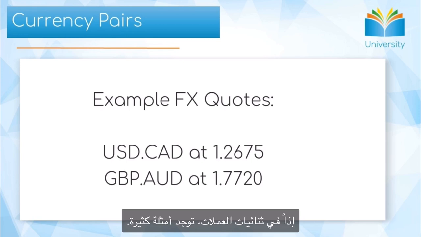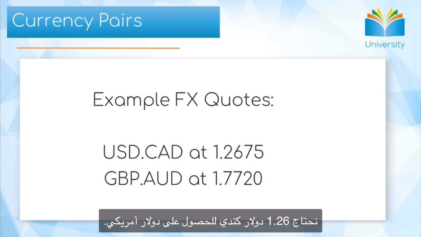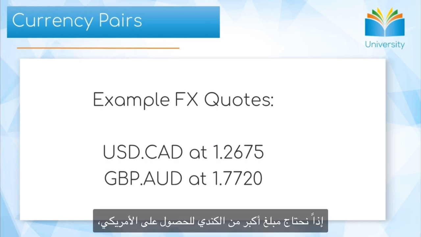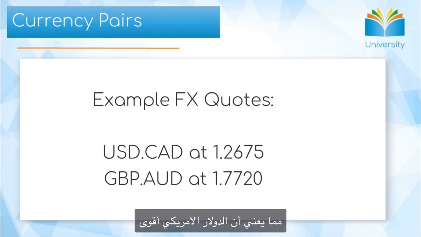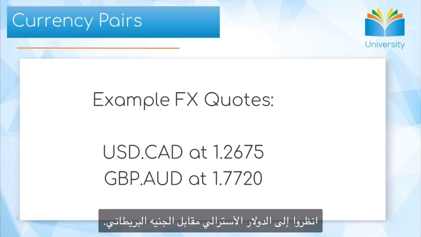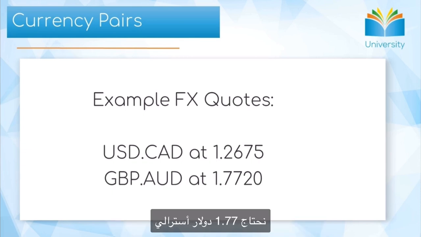So in currency pairs, there's all sorts of examples. Again, US dollar CAD. If we look at that quote, $1.26 Canadian to get 1 US dollar. So it takes more Canadian dollars to get 1 US dollar. It tells us the US dollar is stronger than the Canadian dollar from the standpoint of parity. Look at the Aussie versus the pound. It would take $1.77 in Australian dollars to get 1 British pound. So the exchange rates, again, they can differ.